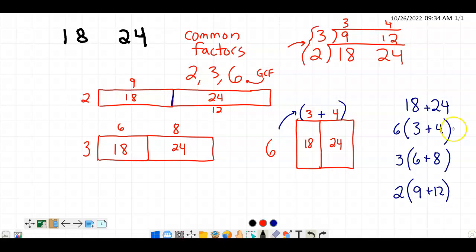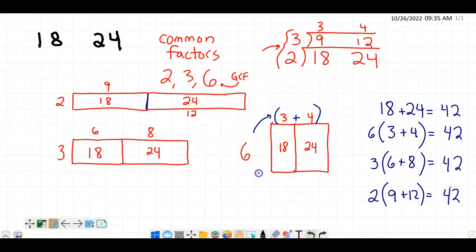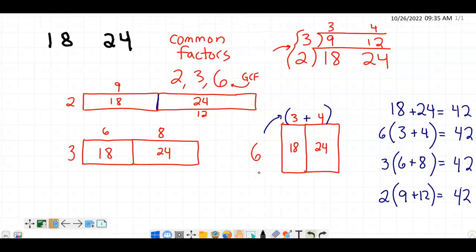If we were to work all these out and find our answer, we would get the exact same answer of 42 right here. So this is 6 times 7, 42. 3 times 14 is 42. And then 2 times 21, here we go, 42. So same answer, same total, different ways of writing it. And that's it. That's how we can use area models to draw out the distributive property and to show that.